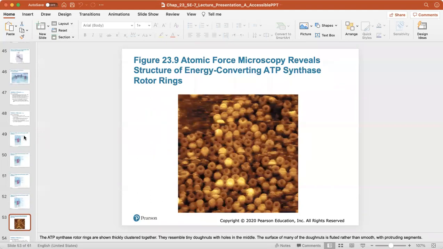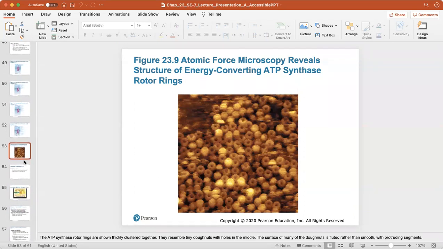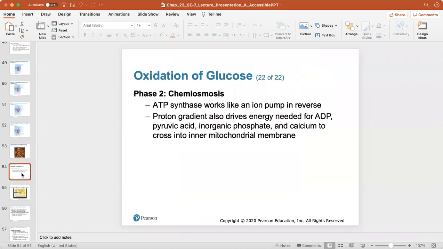And this is a really cool look at ATP synthase. Rotor rings are shown thickly clustered together. They look like little donuts with holes in the middle. And you can kind of see them all here in the mitochondria. They'll all spin to really create all that ATP that's needed by your cells.